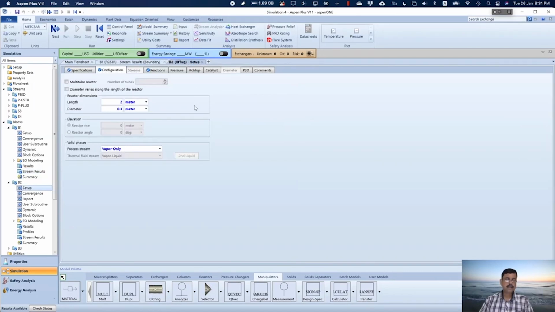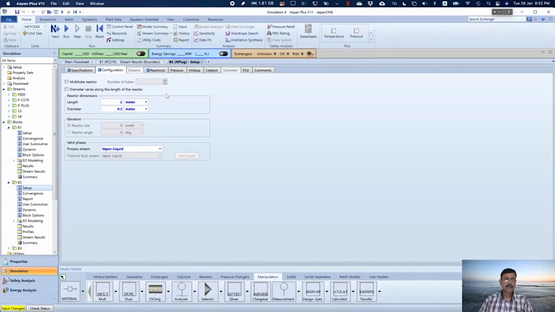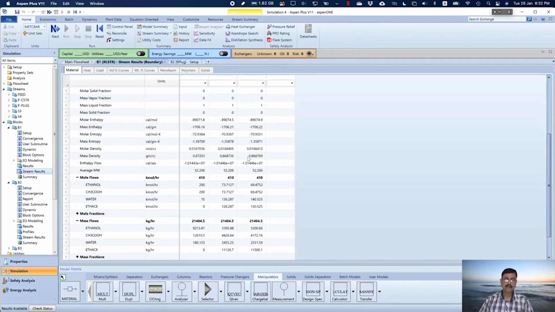Yes, this is the mistake that we have made. The process stream we said vapor only. But at 70 degrees centigrade, we cannot expect water or ethanol to be in the vapor phase and react. So we should write liquid only or vapor-liquid. If we don't give vapor-liquid, then there won't be any reaction. So we just run it once again with vapor-liquid and check the result. Yes. Now you can find some product, 140 and 130.